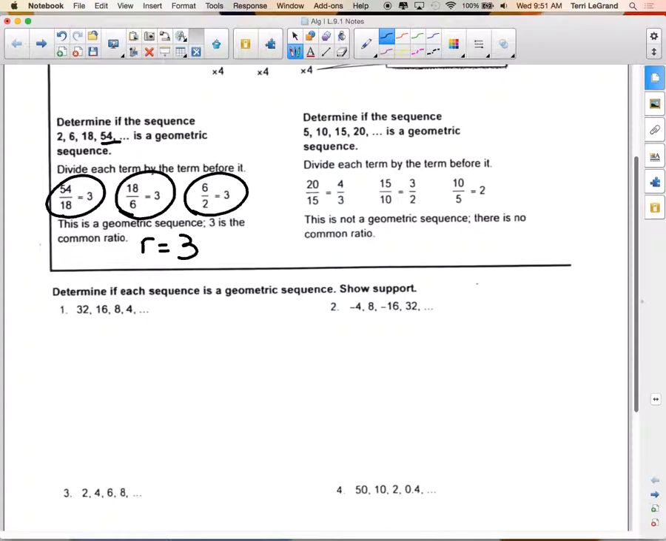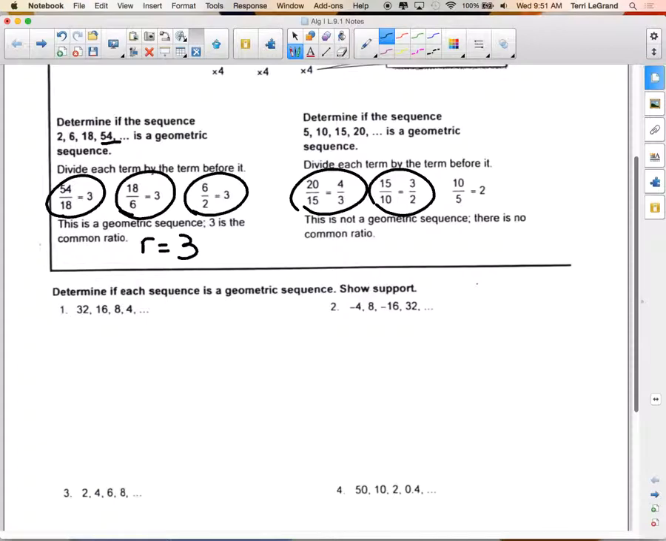Okay, this next one, determine if the sequence 5, 10, 15, 20 is a geometric sequence. So divide each term by the previous term, the term before it. So 20 divided by 15. Well, that isn't a nice decimal, so we'll leave it as 4/3. 15 divided by 10. Well, that is a nice decimal, but so that we can compare it to that other fraction ratio, 3/2. Well, we could stop right there, couldn't we? It's not a geometric sequence because they don't have a common ratio when we're doing our dividing.